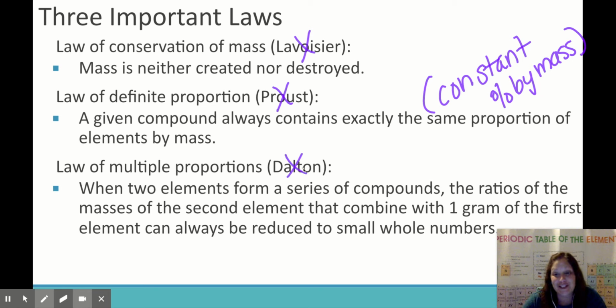Law of multiple proportions. Dalton, again, you don't need to know who it was, but when two elements form a series of compounds, the ratio of the masses of the second element that combine with 1 gram of the first element can always be reduced to small whole numbers. And this just tells us that different compounds have different proportions. They're going to have different subscripts.